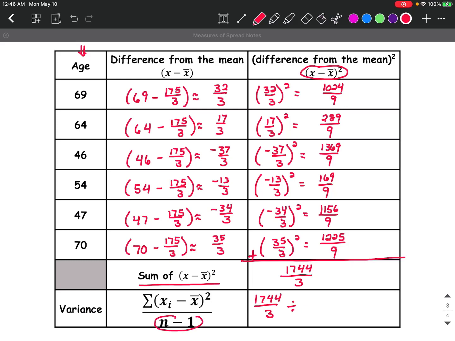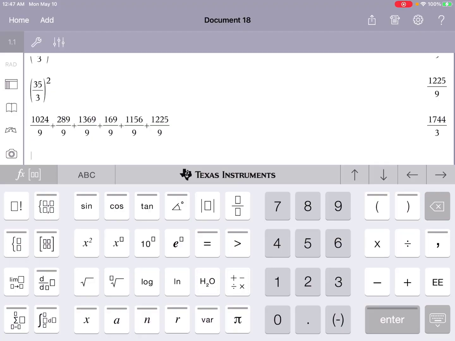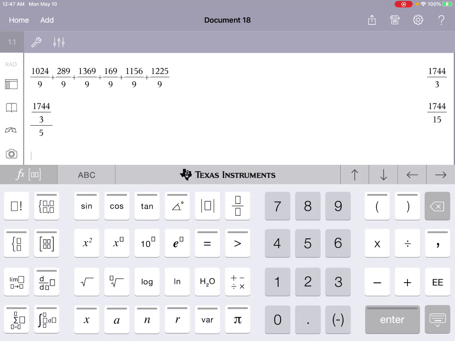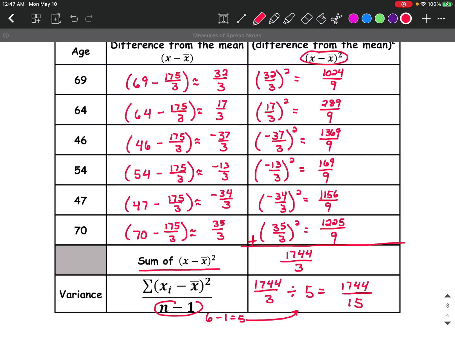Now n was 6. There were 6 presidents that we had, minus 1, that's 5. So we're going to divide by 5. So we're going back to our calculator and we're going to take our answer and divide by 5, and we get 1744 over 15. Really doesn't mean a whole lot to me, right? And by the way, if I change that to a decimal, it's about 116.2666666 repeating. All right, guys, we still don't have the standard deviation.